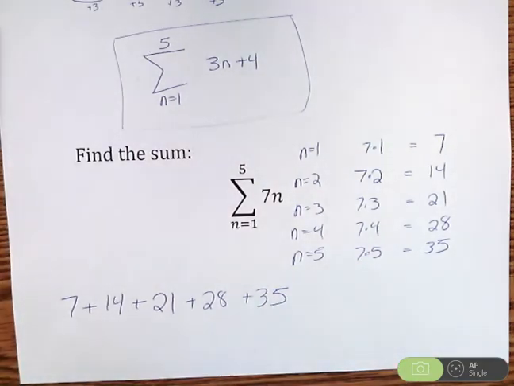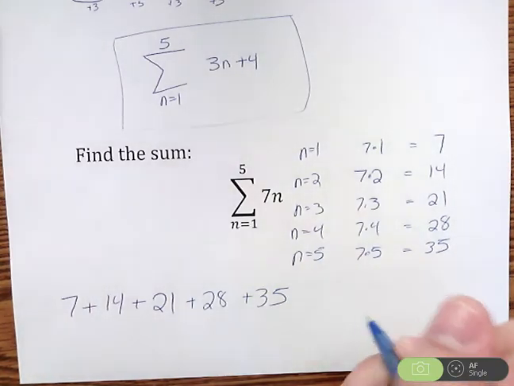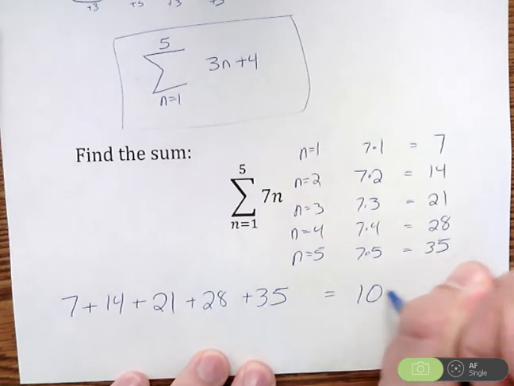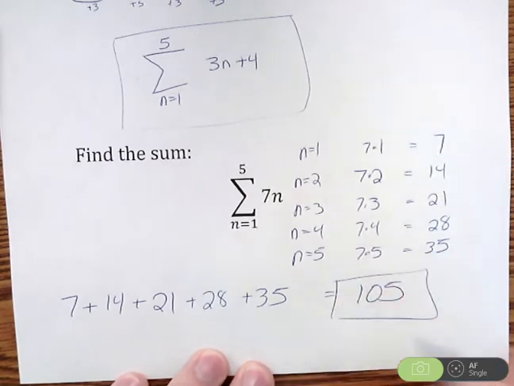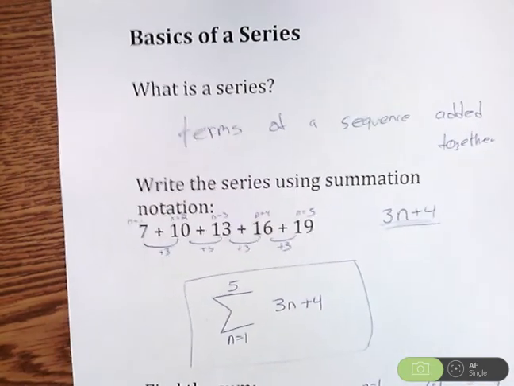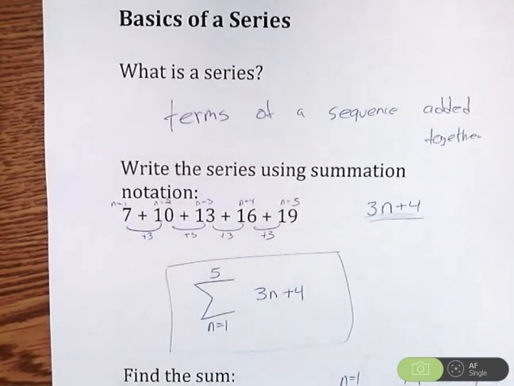The only thing that is different here is they want us to actually find the sum. They want us to add all this up together, or just add up this entire column of numbers, which you can do by calculator, and that's going to equal 105. So that is the sum. That is the basics of a series and the second video of 8.1.